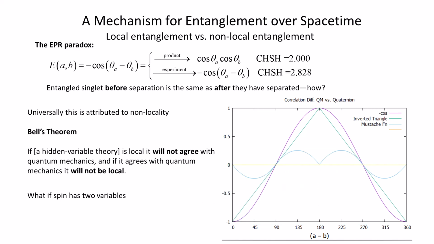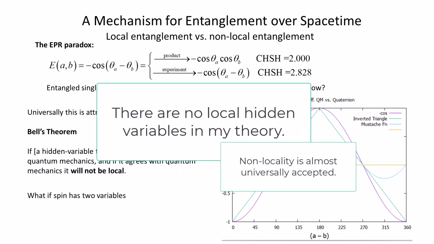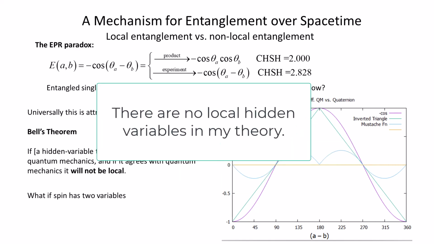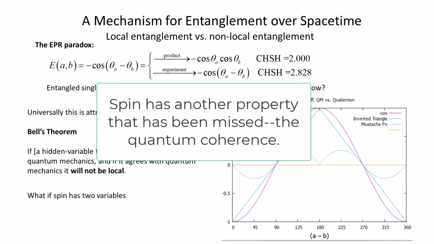Despite this difficulty in grasping such a concept, today this is almost universally accepted. I point out again, in the treatment I present, there are no hidden variables. Spin has another property which has been missed, and that property is purely quantum mechanical and is quantum coherence.